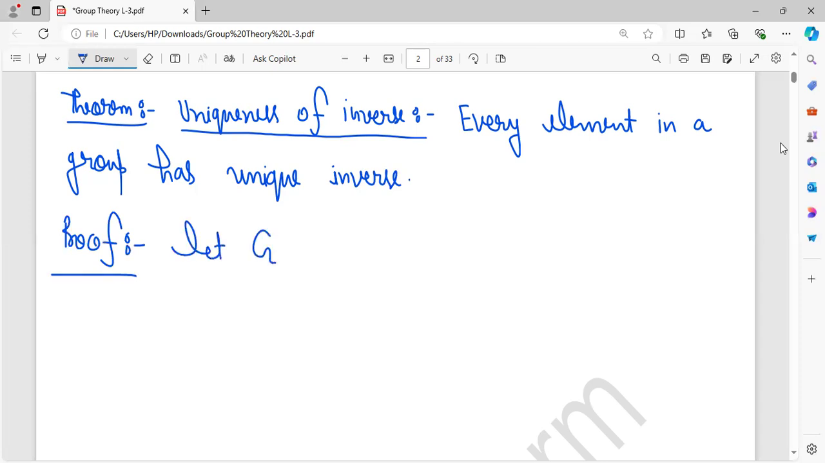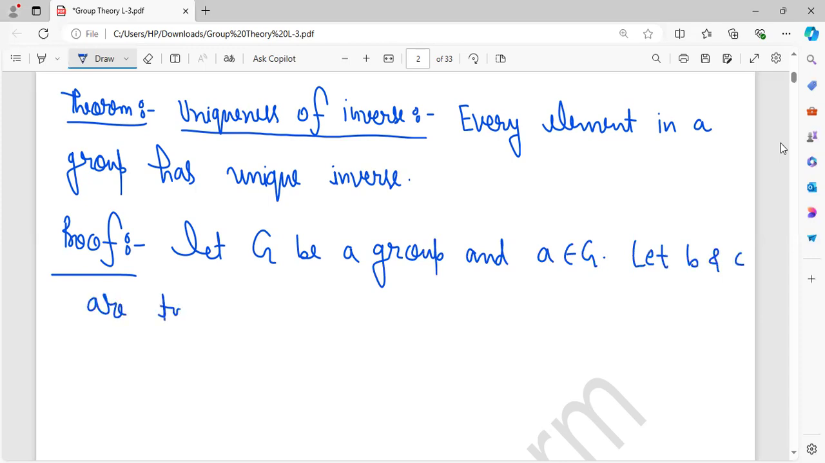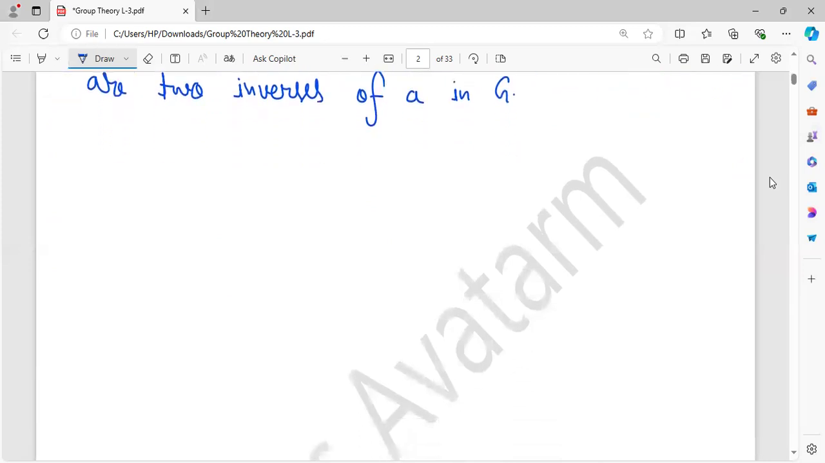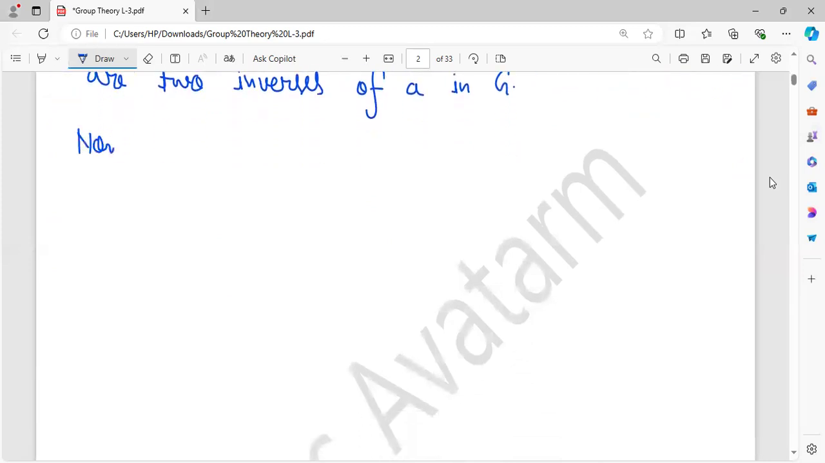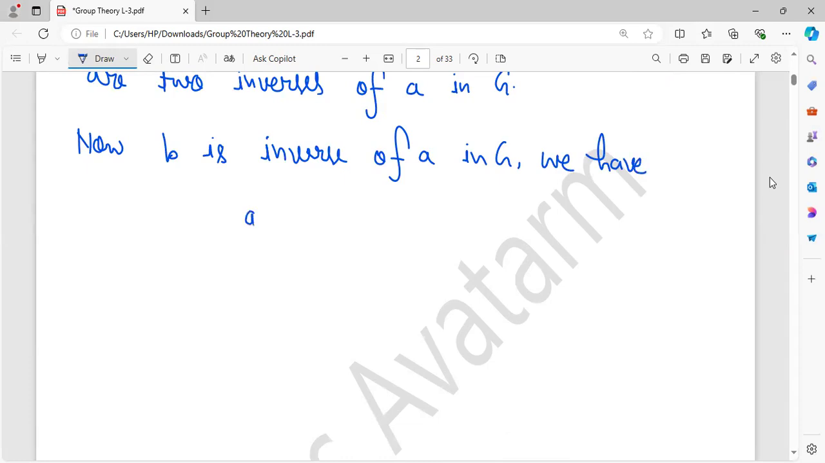Let G be a group and a belongs to G. Let b and c be two inverses of a in G. Now, b is an inverse of a in G. We have ab = e = ba. So this is equation 1.